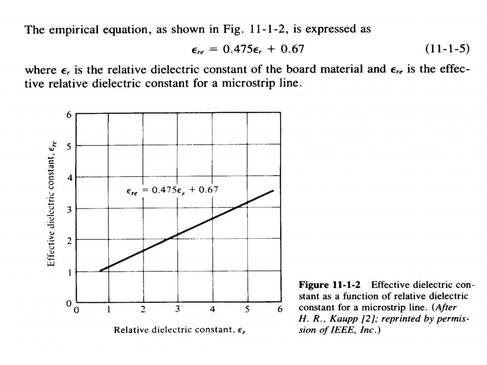This is the diagram for the effective dielectric constant as a function of relative dielectric constant for a microstrip line. The x-axis is the relative dielectric constant ε_R, the y-axis is the effective dielectric constant ε_Re.